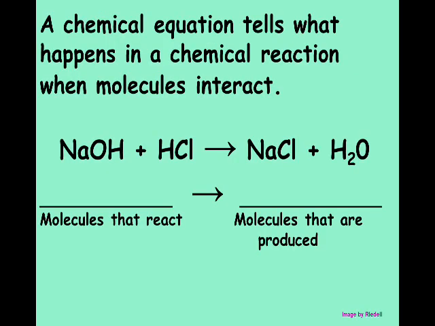When we write a chemical equation and talk about molecules reacting with each other, we write it kind of like a math equation. I'm going to add these two things together, and see the little plus sign, and a chemical reaction is going to happen, the molecules are going to rearrange, and I'm going to produce these things on this side. So the molecules that react, what we put on the left side of the equation, are called reactants. That kind of makes sense.